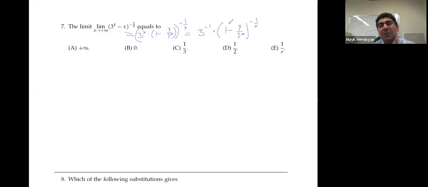When x goes to plus infinity, what can we say about this part? We get x over 3x going to 0. Hence, we get 1 to the power of 0. 1 to the power of 0 is a determinate form, it's 1. So we are left with 3 to the power of minus 1, the only option. So this is the correct answer.